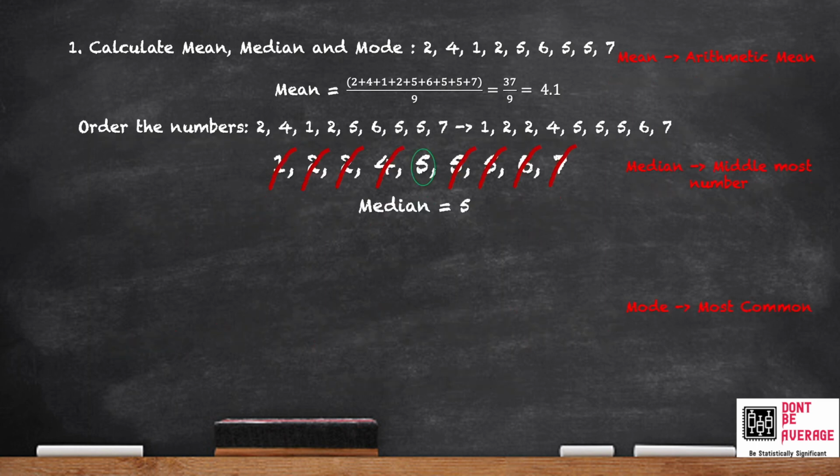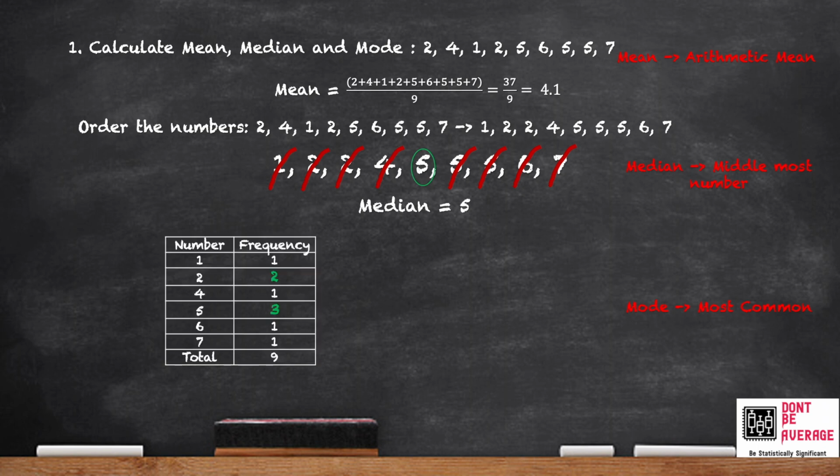Now let's find mode. The term mode came from a French word à la mode, which means popular or fashionable. Mode is defined as the number which is the most common or which occurs most frequently in the whole set. In this example, except 2 and 5, all the other numbers appear only once. 2 repeats twice, 5 repeats thrice. So the mode will be 5.